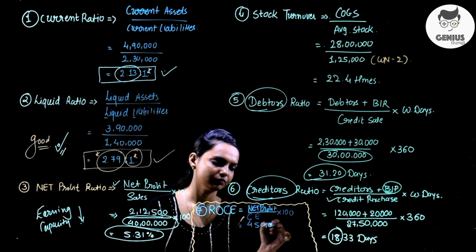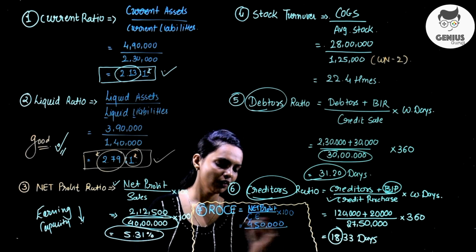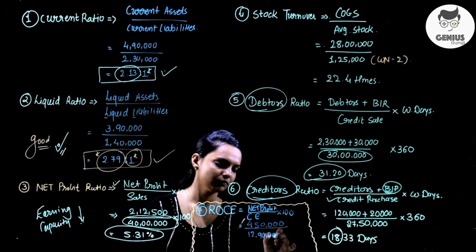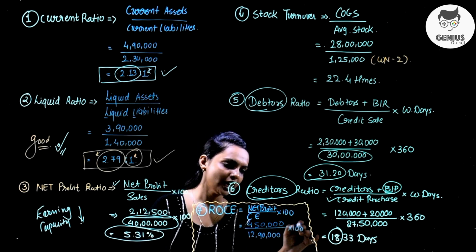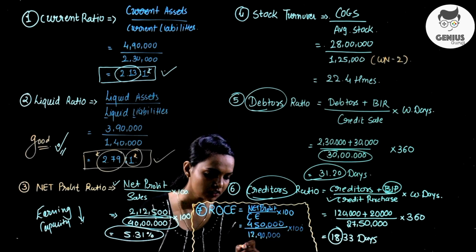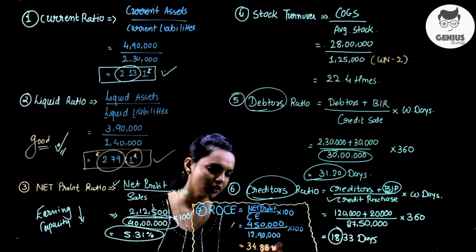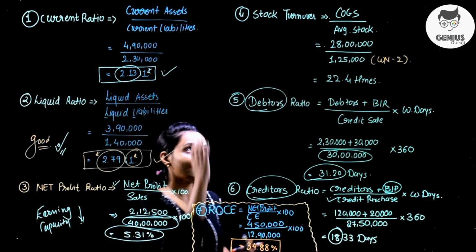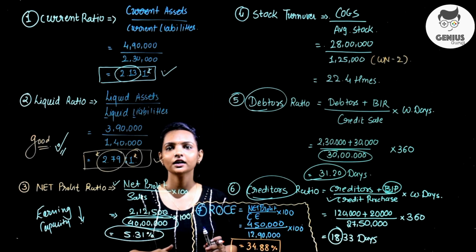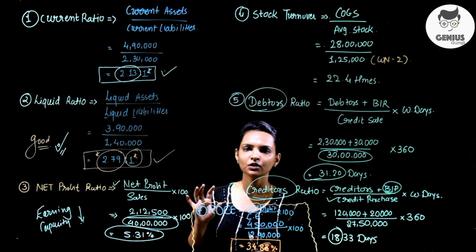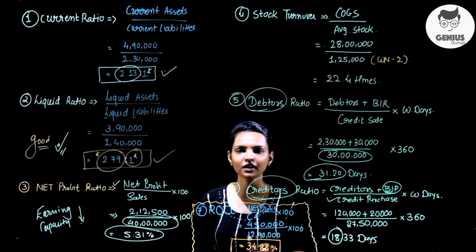450 divided by 12,90,000 into 100. I am multiplying with the 100, so my answer will be in percentage form, 34.88%. This is the entire thing about sum. Each and every ratio is calculated, but before calculation you must know each and every working note, so your answer will be simplified. Clear?